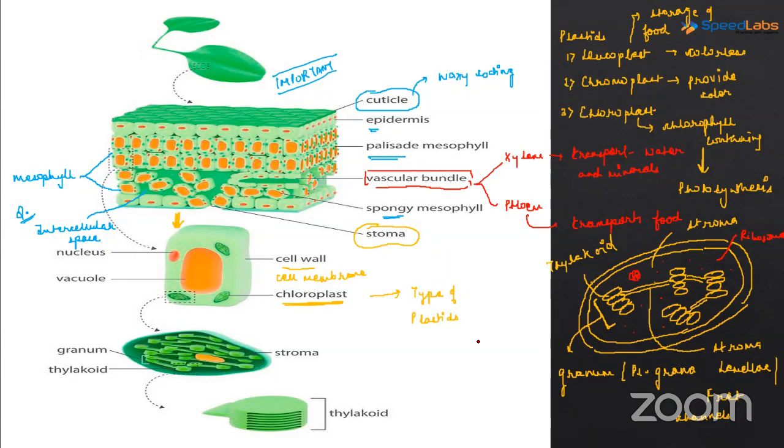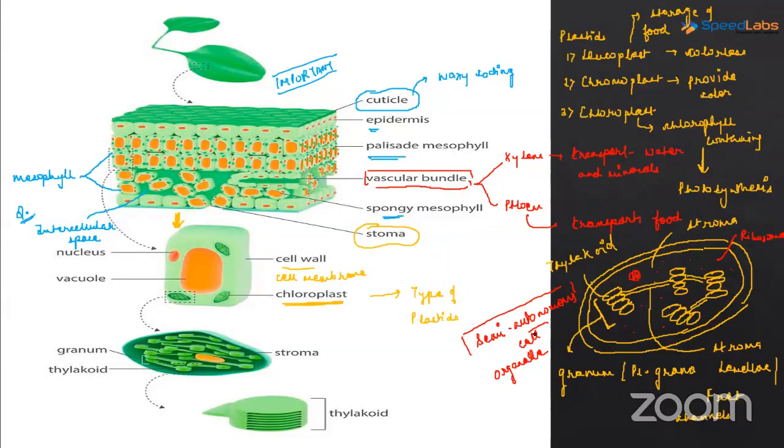So that's why we call this a semi-autonomous cell organelle. Okay, it is very important. Chloroplast is a semi-autonomous cell organelle because it has ribosomes, it has its own DNA, it has various enzymes, it has RNA also. It can prepare some of the proteins, but it cannot prepare all the proteins, right?